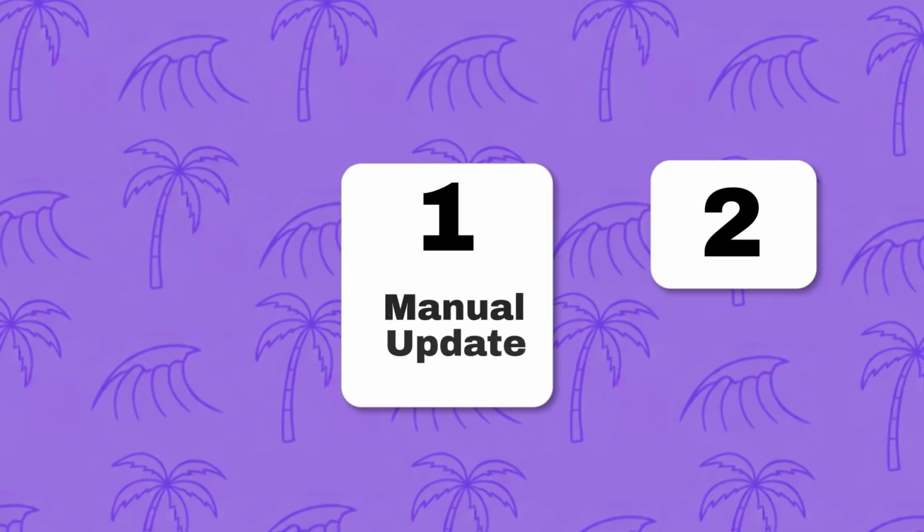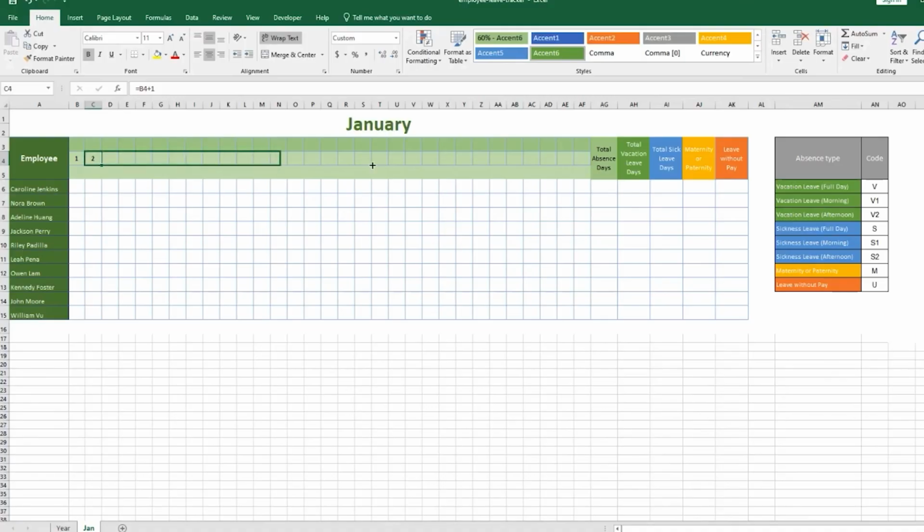First, manual updates. Every time somebody asks for leave, you have to go in, or somebody has to go in and do it manually. And if they forget, the balance is all wrong, and you don't find out until somebody who thinks they have 3 days left actually has 0.